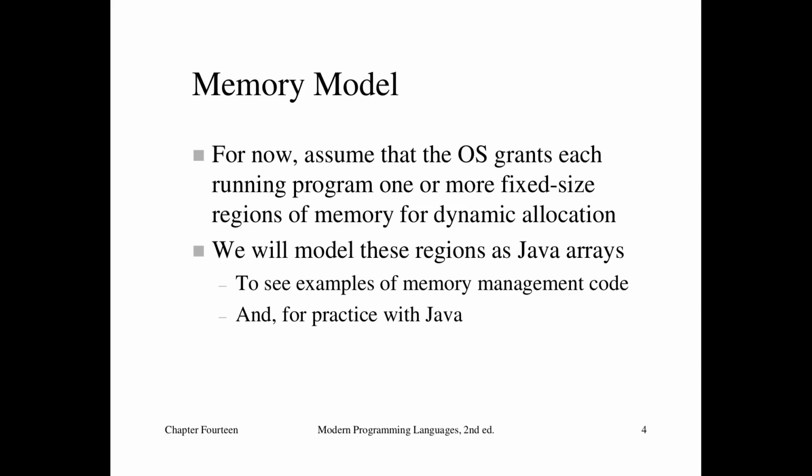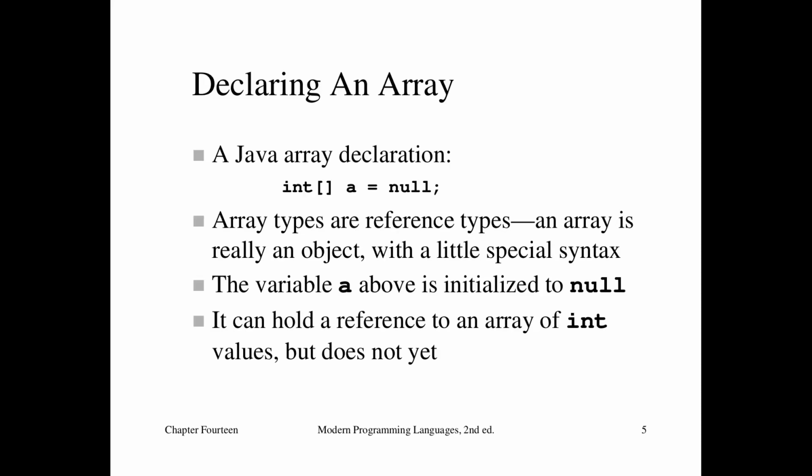So, the memory model. For right now, we're going to assume that the operating system is going to grant each running program their own fixed size region of memory for dynamic allocation, right? And if we assume that, then we can use the Java array as essentially a construct to represent how memory is actually managed. And we'll see this in practice with Java. So basically, let's think about this, right? We declare an array in Java, right? It's an integer array, and we initialize it to null, right? It's empty. It points to nothing.